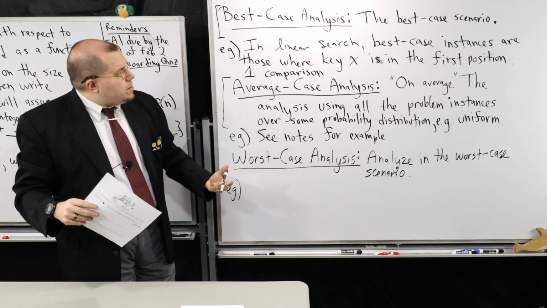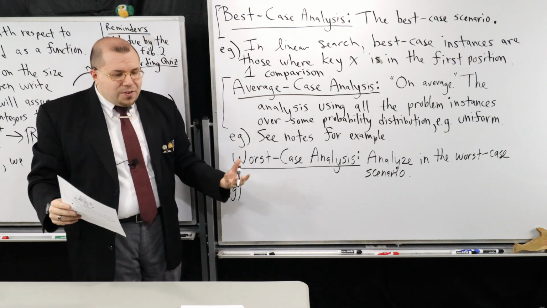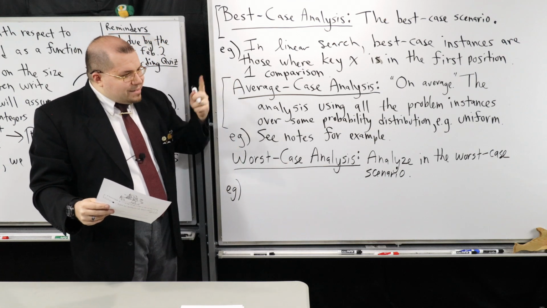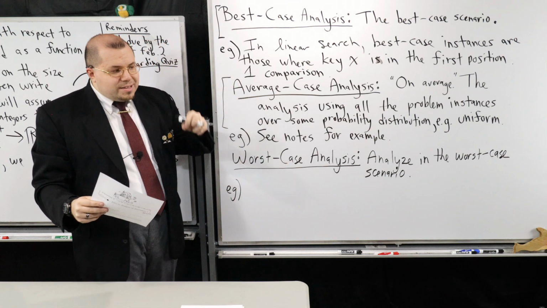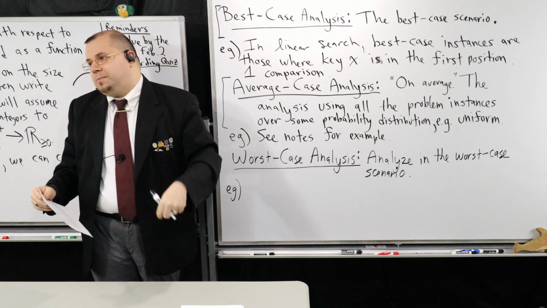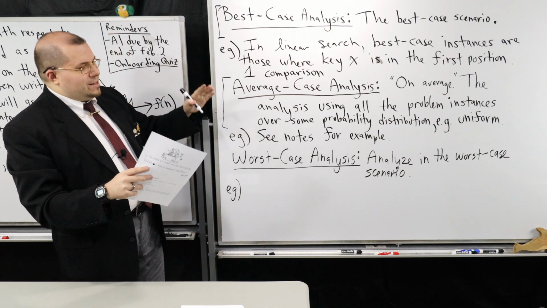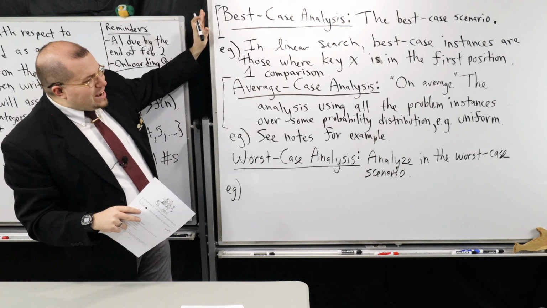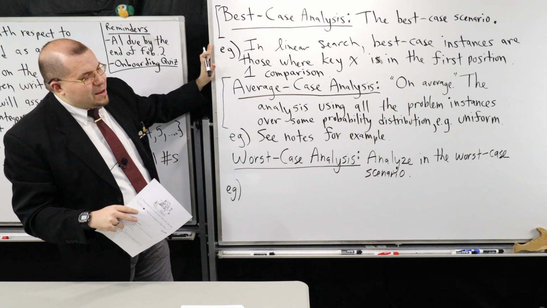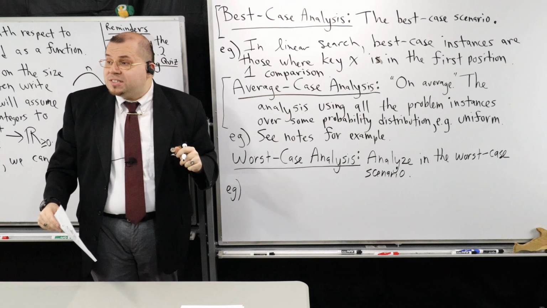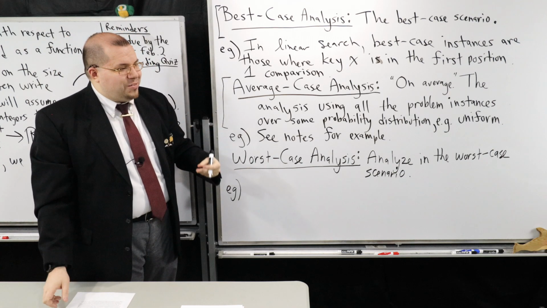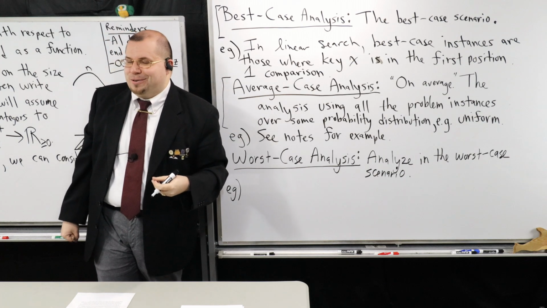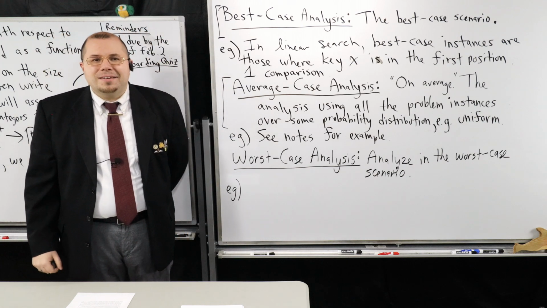So the whole idea behind this is that I want to identify a scenario for which all of the instances in that scenario cause the least number of operations to happen. So always think of it in the most optimistic way possible. Now, does anybody have any ideas why this type of analysis may not be the most insightful for us if we really care about how much time we need for the algorithm to terminate? Any ideas?